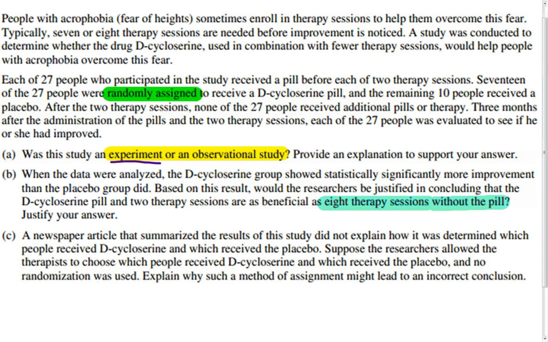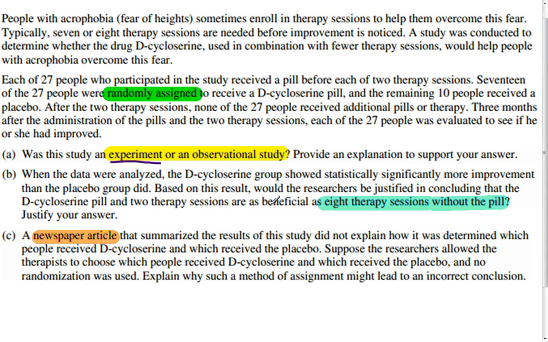However, if the newspaper article happened to leave that part out, did not mention the random assignment, if you were reading this and you wanted to question this study, that would be a major issue. Because, for example, how people chose to be in which group could determine the results.